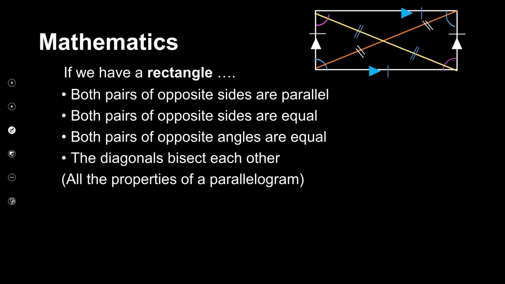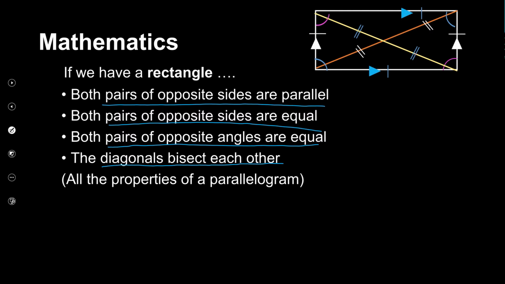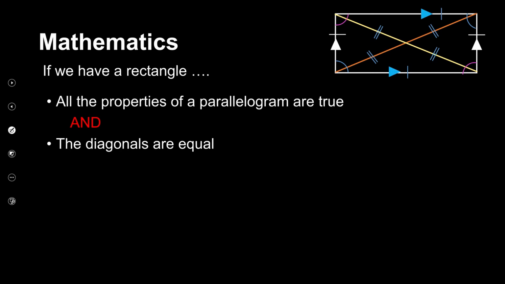If we have a rectangle, we know that both pairs of opposite sides are parallel, both pairs of opposite sides are equal, both pairs of opposite angles are equal, and lastly, the diagonals also bisect each other. But the very interesting thing is all of these properties I've listed here are all properties of a parallelogram. So what does that tell us? It tells us that a rectangle has all the properties of a parallelogram being true.